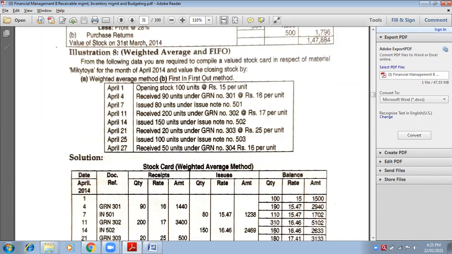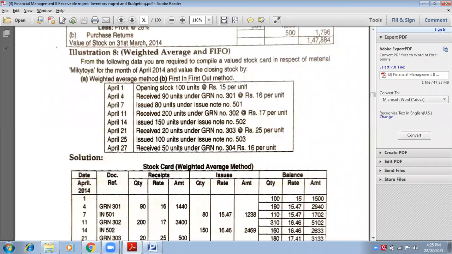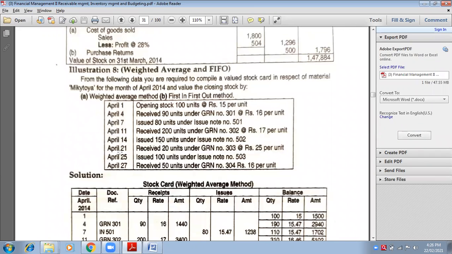Sorry, the next is 27th. On the 27th, received 50 units at the rate of 16 per unit. Write down in the receipt column 50, and 16 in the rate column. And what is the amount? 50 into 16 is how much? Ma'am, 800. Very good, 800. Now come to the issue column, nil. You have to show it as nil.